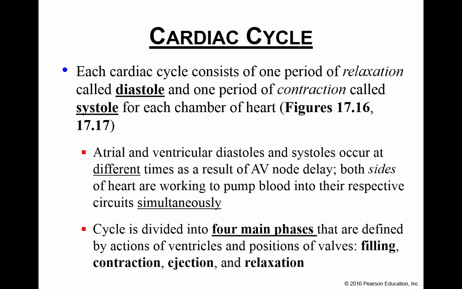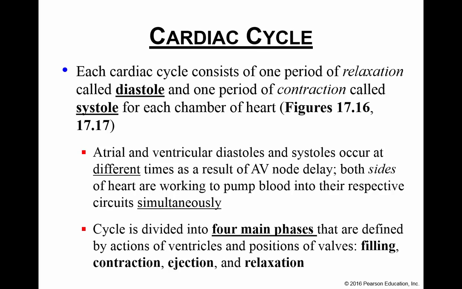In the cardiac cycle, you have a period of relaxation and a period of contraction. Relaxation is called diastole, contraction is systole. So you've got atrial diastole occurring when ventricular systole occurs, and you've got atrial systole occurring when ventricular diastole occurs. And that's because of the AV node delay, the way it's slower than the SA node. So both sides of the heart are working at the same time to pump blood into their respective circuits.